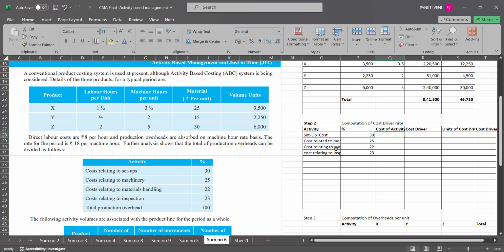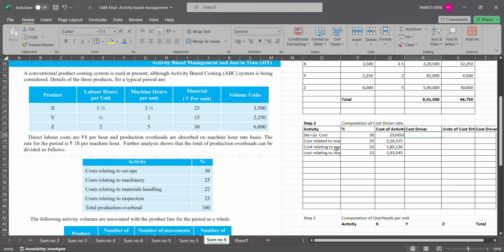Now I'll calculate the cost of activity. How to calculate it? You have 8,41,500 into 30%, and you'll get your cost related to the activity. This 8,41,500 is my total overheads, into 25%, taking the 25% from here. Then again 8,41,500 into 22%, then again 8,41,500 into 23%. So this part is done, the cost of activity.